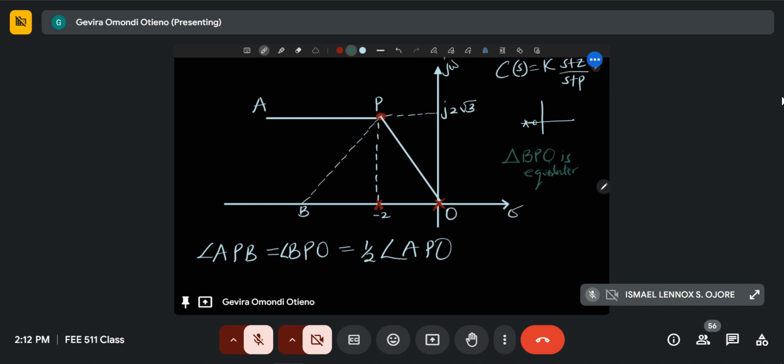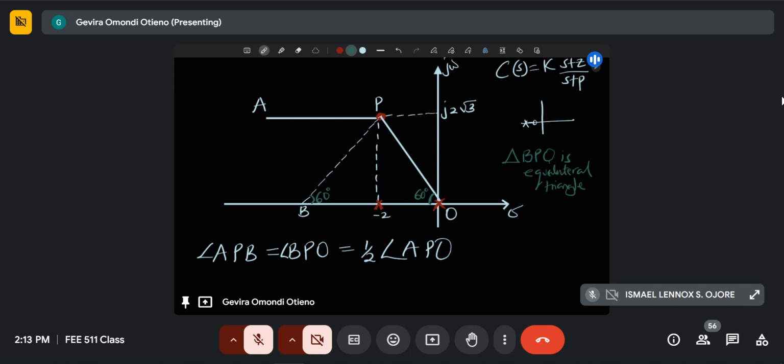Equilateral triangle. Okay? The triangle BPO is an equilateral triangle. So that means, therefore, that this angle here is 60 degrees, and this is going to be standard for all the cases that we are going to deal with. It is the only way we are able to determine those points. Okay, so that means this angle is 60 and the other angle is also 60 degrees.